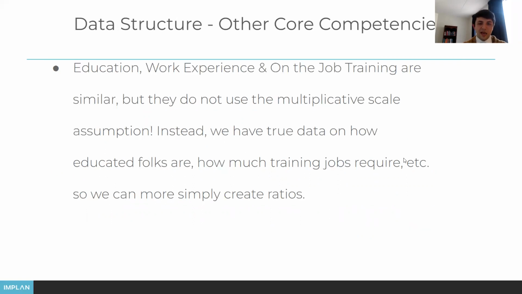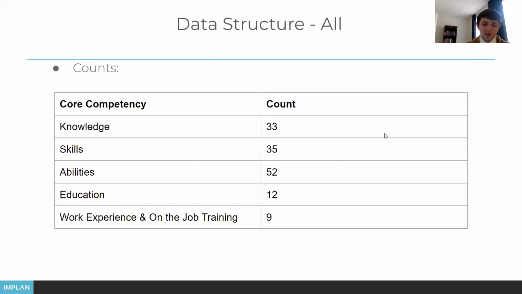All right, so as I mentioned, I wanted to split out those KSAs from the other core competencies, and that's because education and work experience and on-the-job training do not use that multiplicative scaling assumption. Instead, we actually do have some data on how educated people are in your geography and how much training jobs require, so we can just create those ratios a lot more easily. In terms of core competencies data counts, I did also include charts. Feel free to pause this video to take a look at the counts for each of these pieces of information.